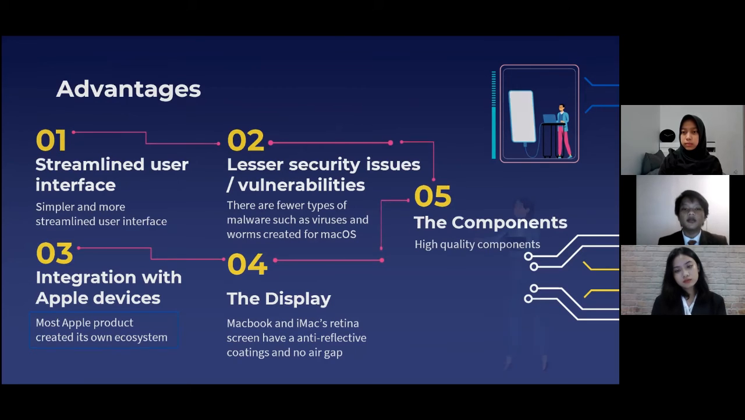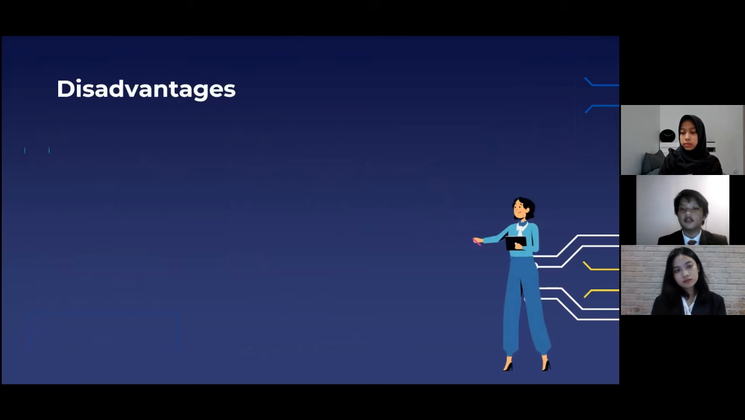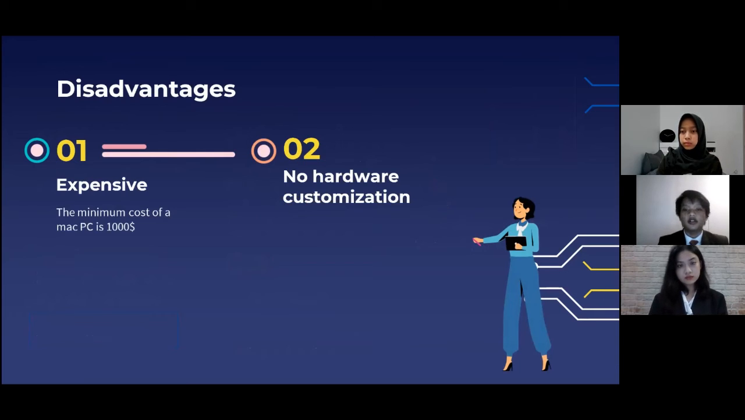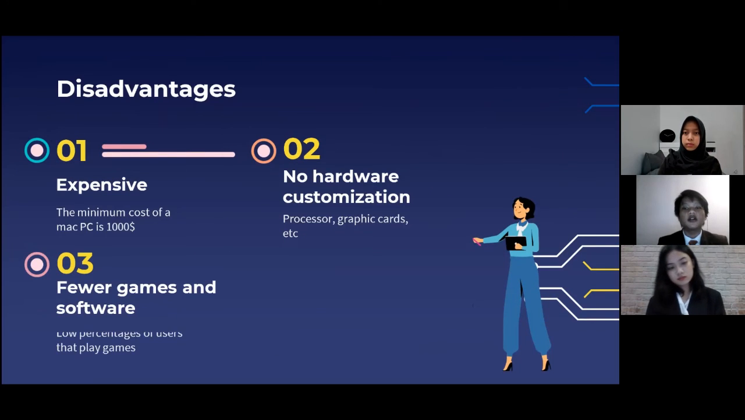And now we're going to talk about the disadvantages. The first one is that it is expensive. The minimum cost of a Mac PC is higher than 1,000 US dollars. With 1,000 US dollars, you can get a good Windows PC with better hardware specifications. The second one is fewer games and software. Most app developers prefer to make games for the Windows OS because it has a higher percentage of users. The third one is no hardware customization. We cannot change macOS hardware like processors, graphics cards, and so on.